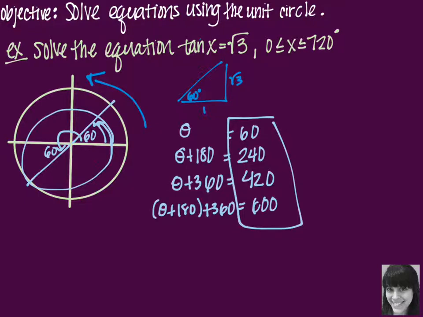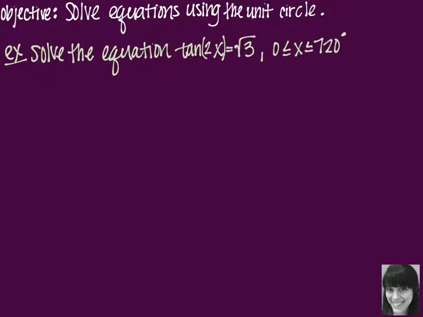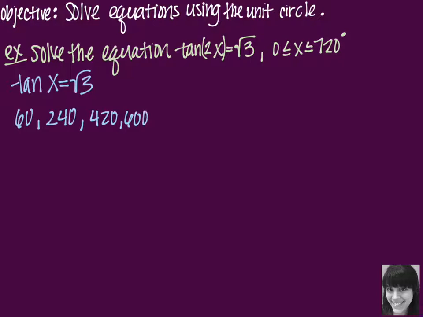Okay, taking that a step further, if we said to solve the equation tangent of 2x equals square root of 3, well, we know that tangent of x equals square root of 3. We already know the answers to that. When it's in between 0 and 720, we said it was 60, 240, 420, and 600, right? But instead of x, we have 2x.